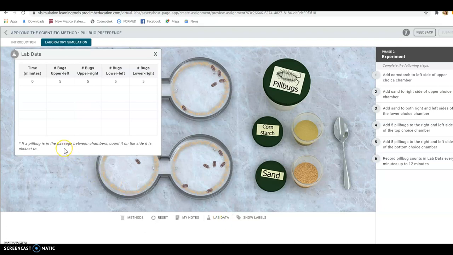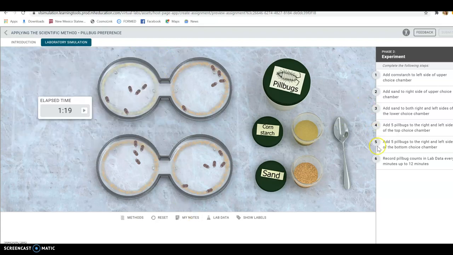By the way, if a bug is caught between the little connecting passage area, then it's up to you to decide which actual chamber it is closest to, and you count it as being on that side. So after so many minutes, you'll record your data in each of the columns. Of course, the instructions will tell you how often to start and stop your timer so that you can count your bugs. And if you notice, the bugs are going to move around every 2 minutes. So I would count how many bugs are over here, how many bugs are over there, and then start the timer over again.